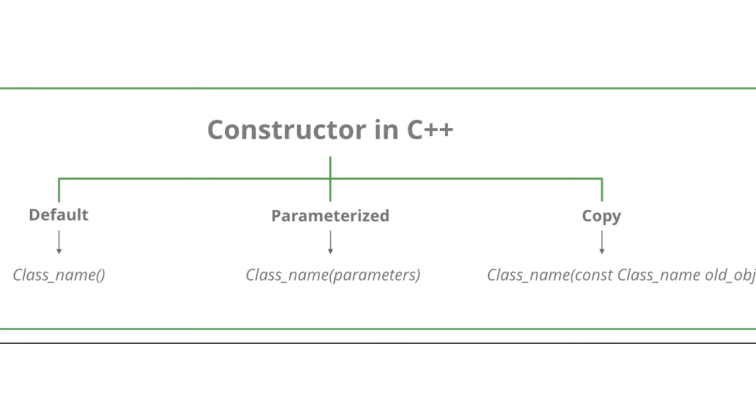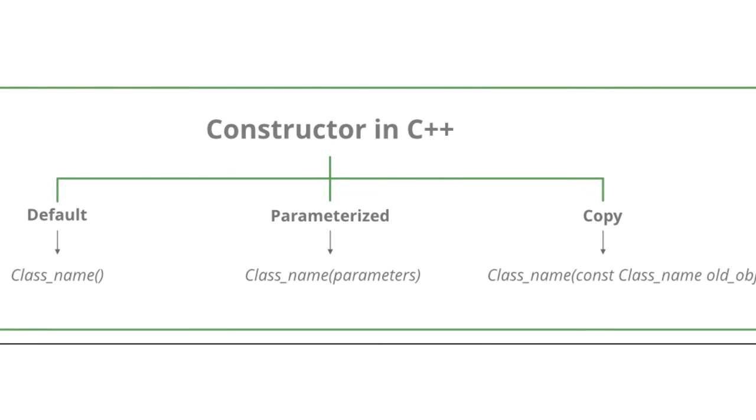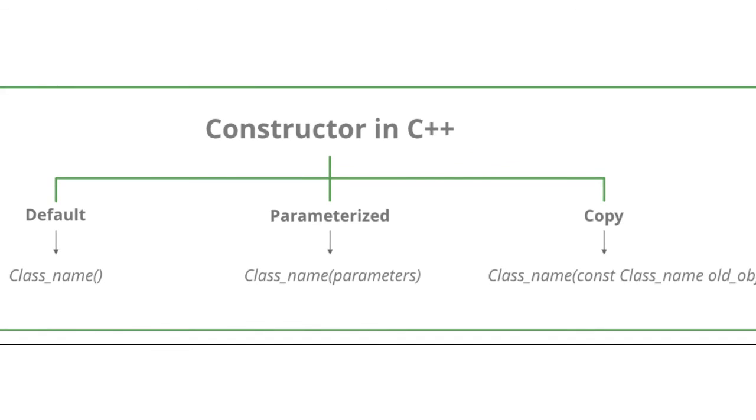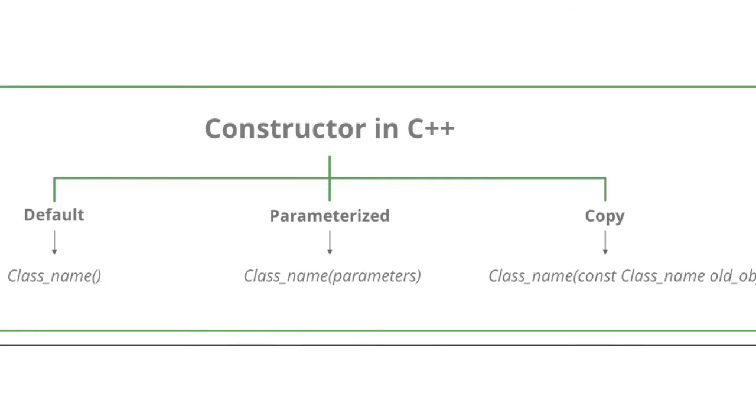Last but not least, I'm going to cover the copy constructor. A copy constructor is a member function which initializes an object using another object of the same class. So whenever we define one or more non-default constructors with parameters for a class, a default constructor without parameters should also be explicitly defined, as the compiler will not provide a default constructor in this case. However, it is not necessary, but it's considered to be the best practice to always define a default constructor.